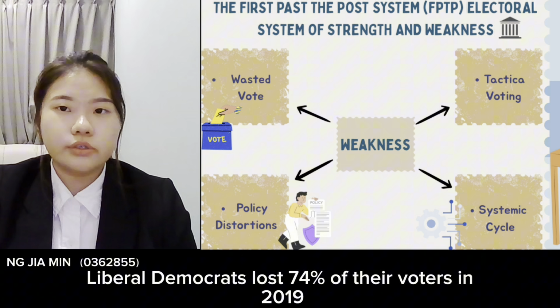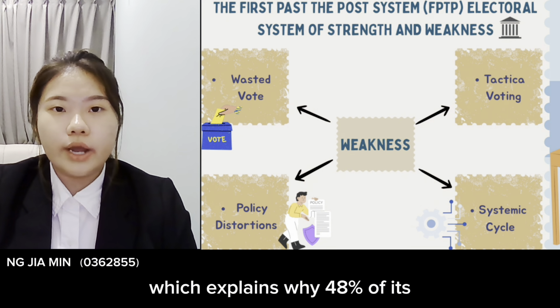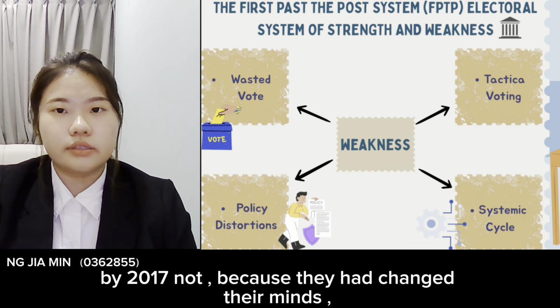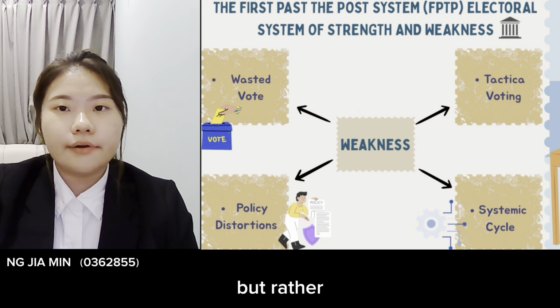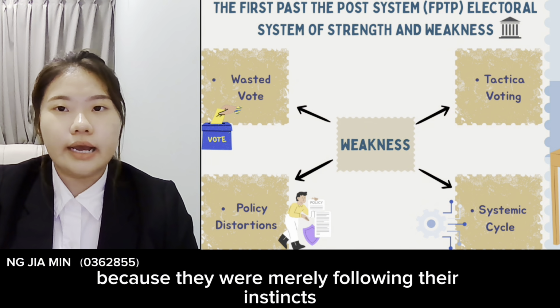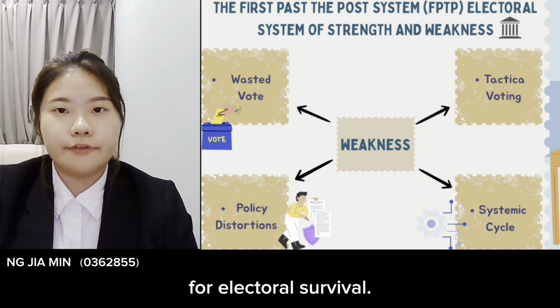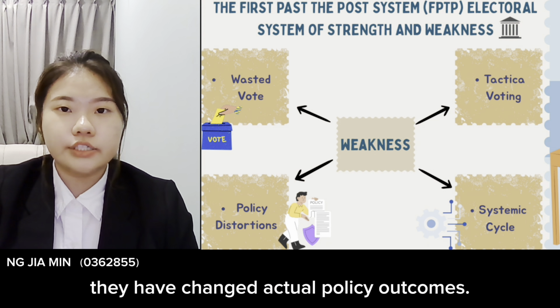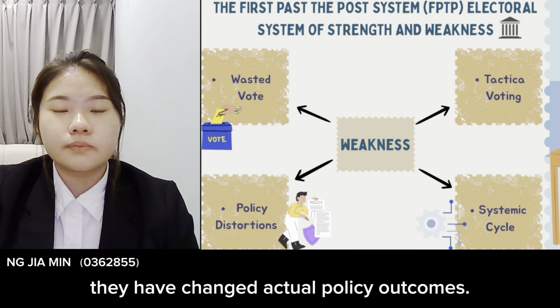Liberal Democrats lost 74% of their voters in 2019, which explains why 48% of its 2015 voters left the party by 2017, not because they had changed their minds, but rather because they were merely following their instincts for electoral survival. These distortions are not merely theoretical, they have changed actual policy outcomes.